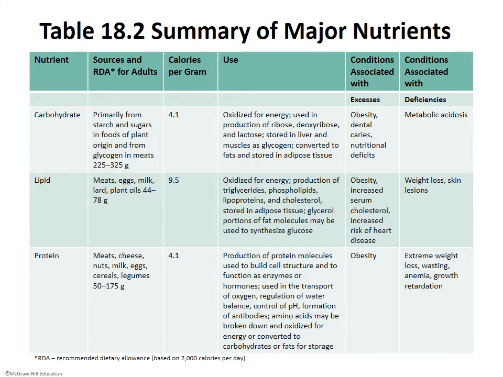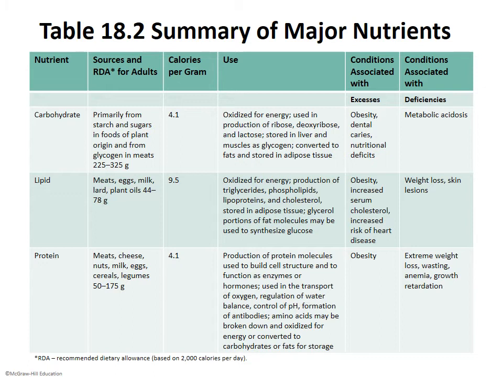Saturated fatty acids are found in animal products in general, whereas unsaturated are found in plant products. The saturated ones, the ones that are animal, are generally solid at room temperature, like butter or lard, whereas the unsaturated ones, that are plant fats, are liquid at room temperature: olive oil, corn oil, stuff like that.